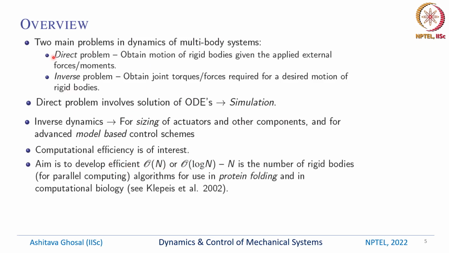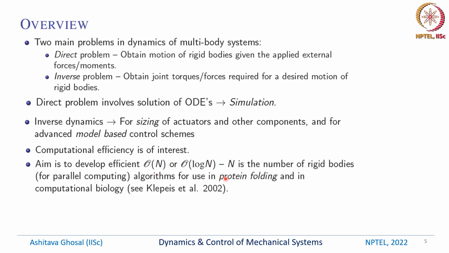In both these problems, direct and inverse, we are interested in computational efficiency. Basically, the aim is that we want to solve these two problems in a way such that it scales with the number of links. So if I have some effort required for, let's say, 5 links, and the number of links becomes 10, then the effort should only double. It should not become square or cube. Okay, so there are algorithms available for multi-body systems which are O(n), that is, the computational complexity is linear in the number of links.